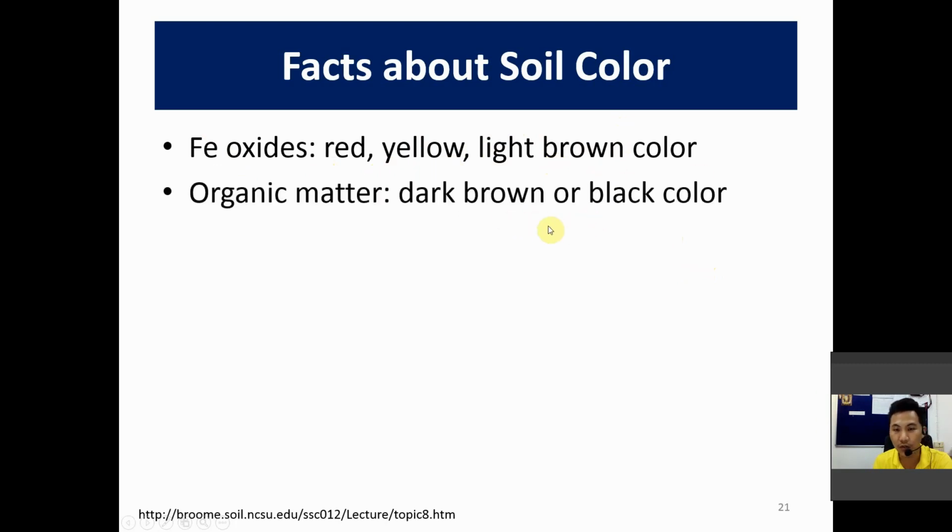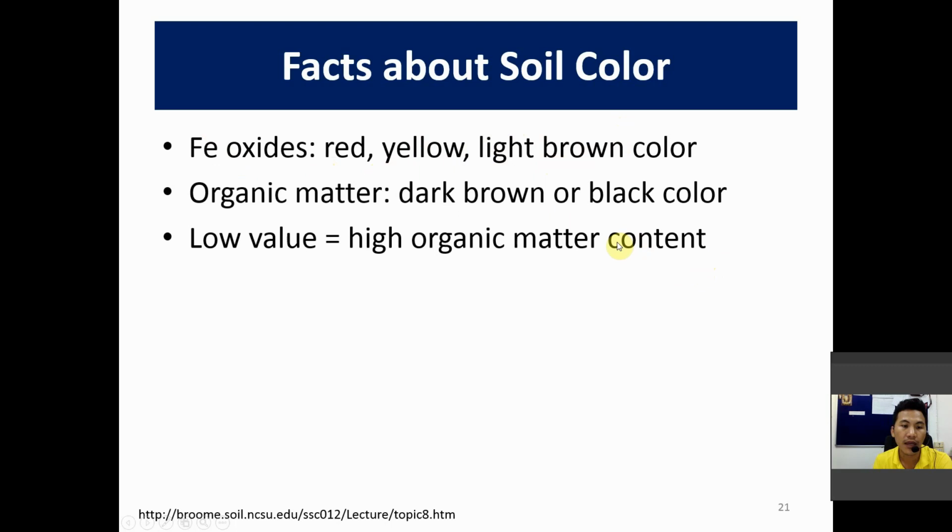The facts about soil color: again, iron oxides give you red, yellow, or light brown color. Organic matter gives you dark brown or black color. If you have a low value, you can guess that you probably have a lot of organic matter.